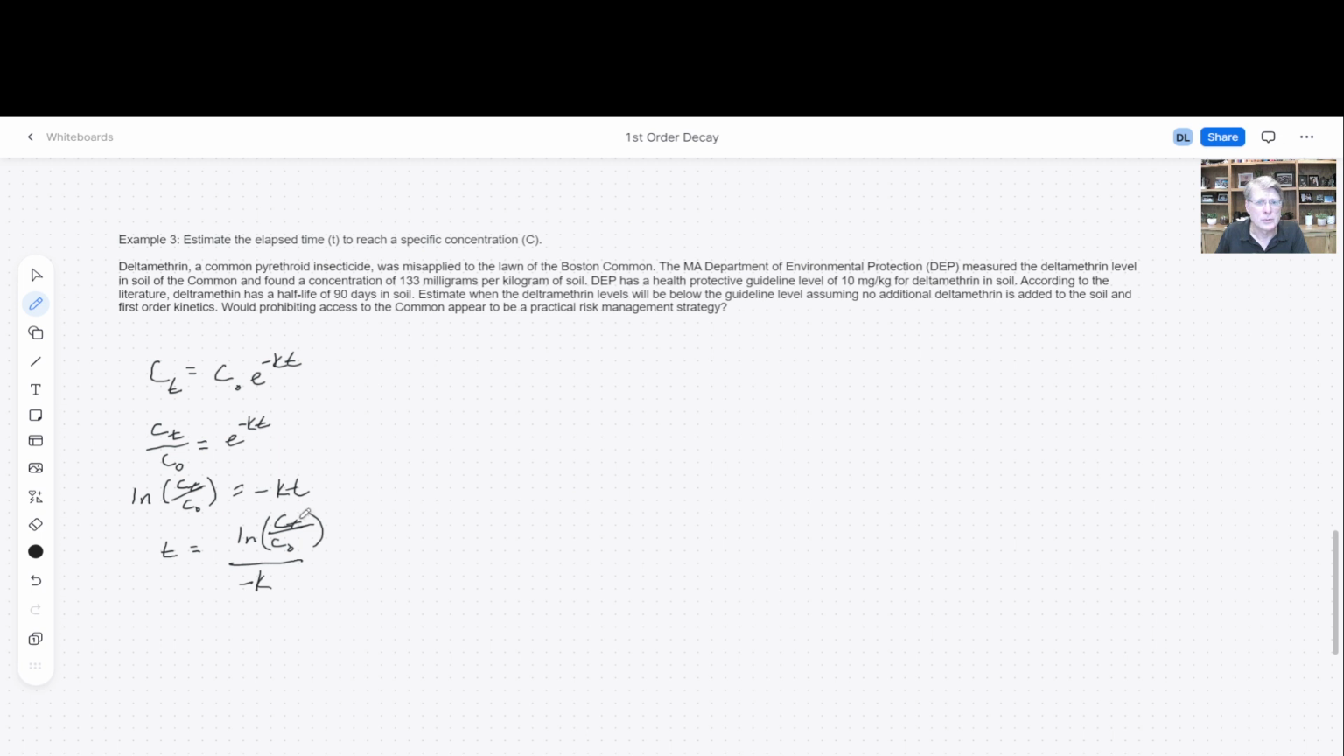Do we have everything? Let's just double check. Ct, that's the concentration in the future. That's going to be our 10 milligrams per kilogram. C naught, the starting concentration, that's the measured value of 133 milligrams per kilogram. The decay rate, negative k. Let's see, we're given a half-life of 90 days in soil. So we need to calculate k. We can do that.